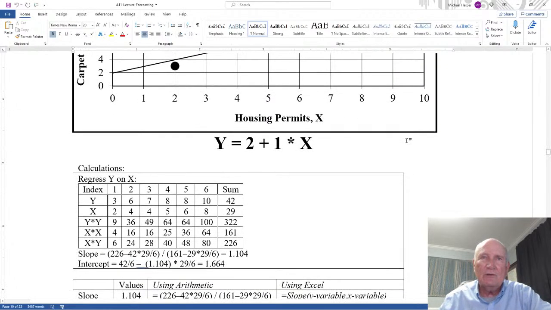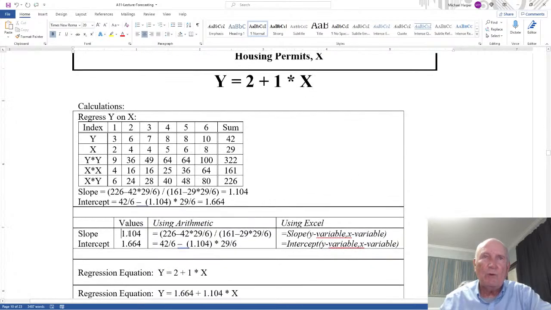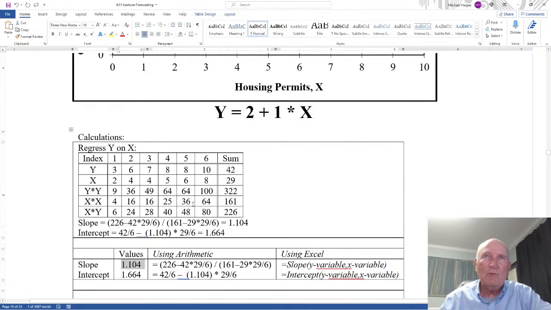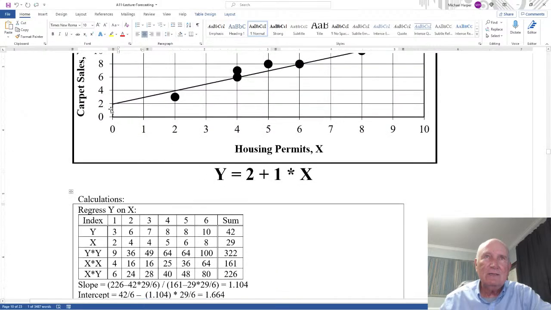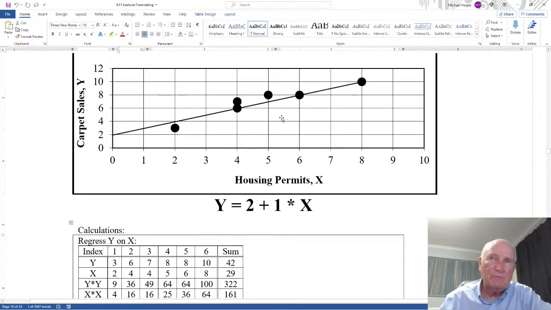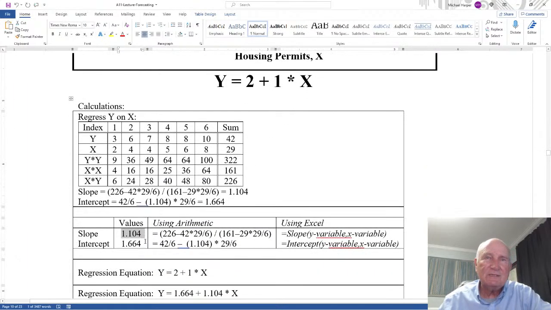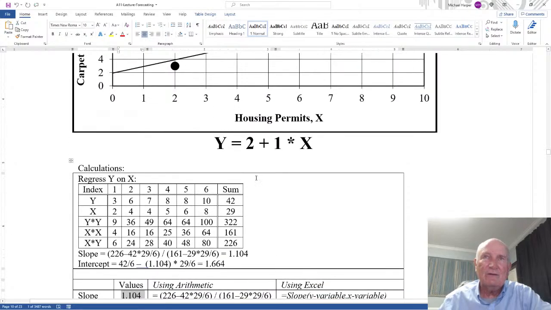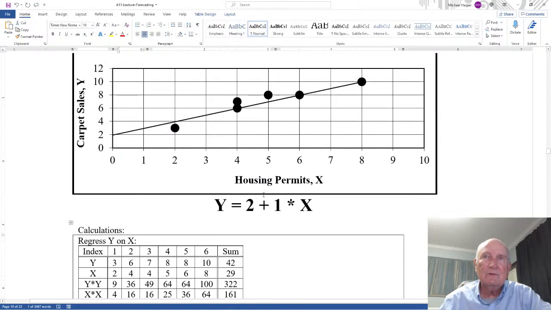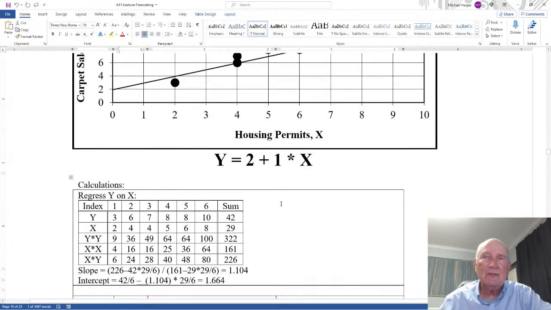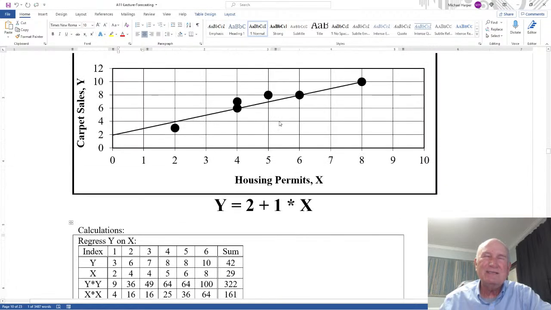So the real optimal value is 1.104. Well, if you're forecasting it, instead of 1.104, is about right here, is that difference going to make that much difference in this variability? No. Well, the slope is 1.664. I have 1 here. Okay, so 1.6 and 1, yeah, it's a little bit off, but is that going to make that much difference? Not that much.